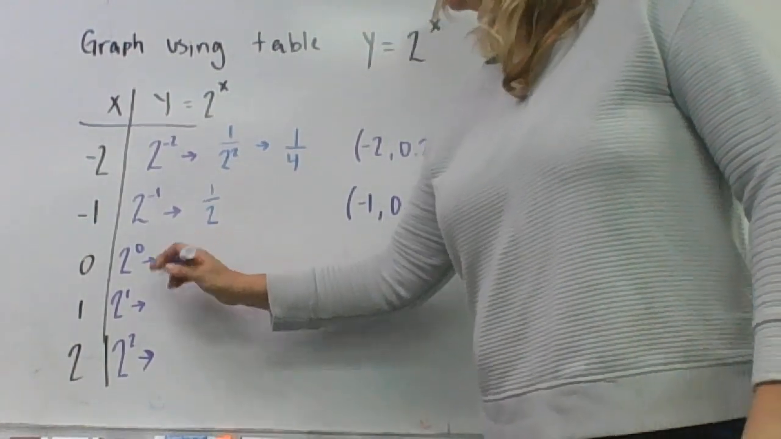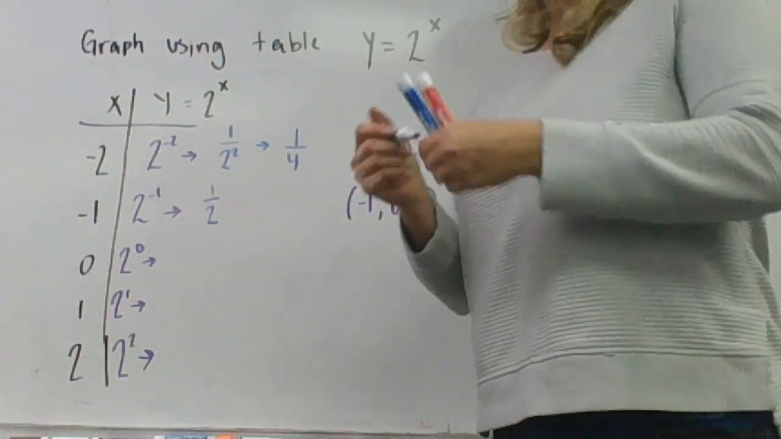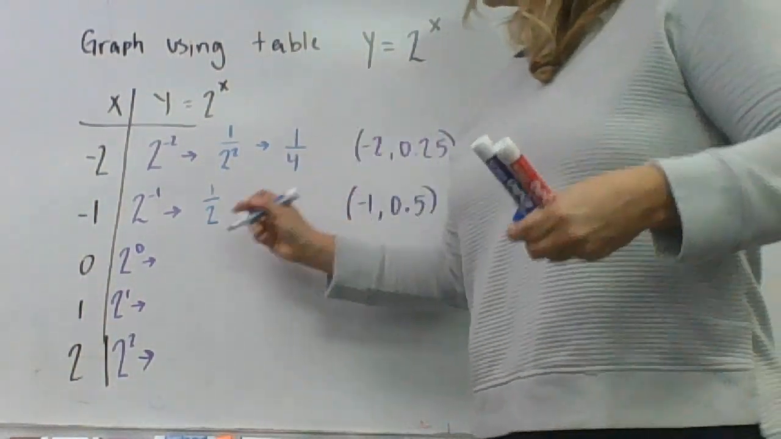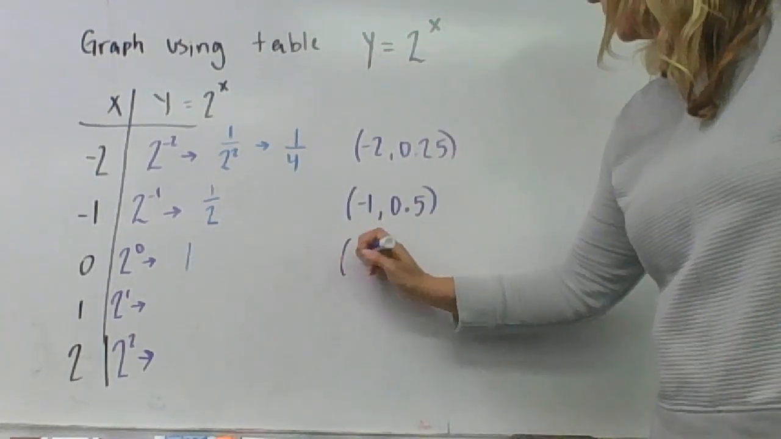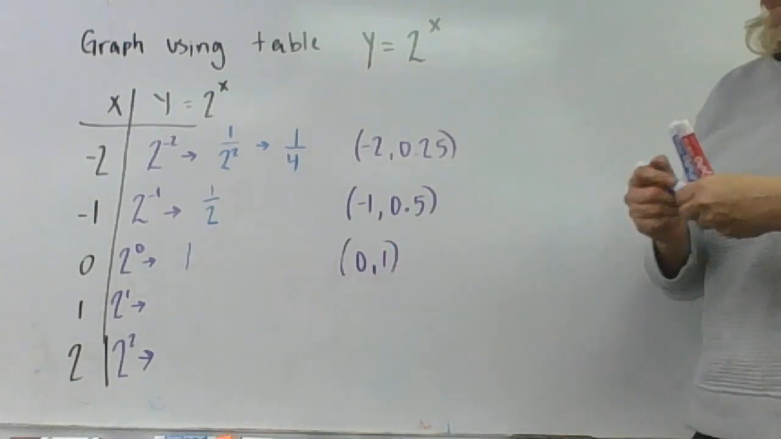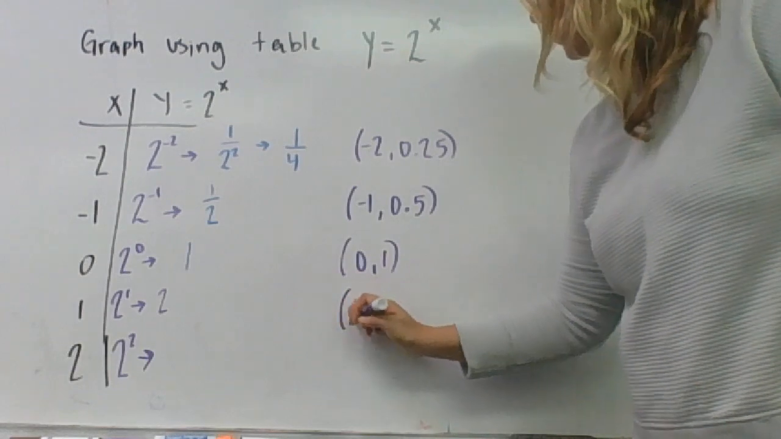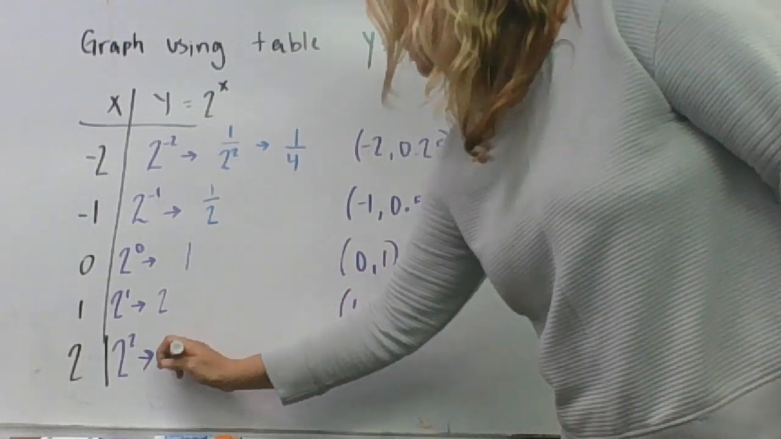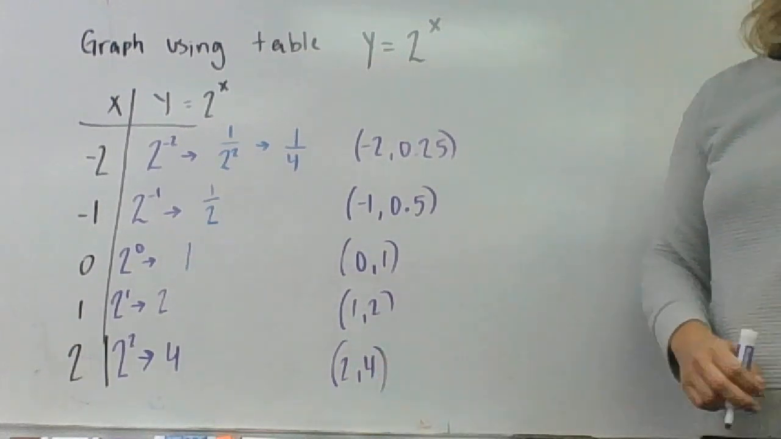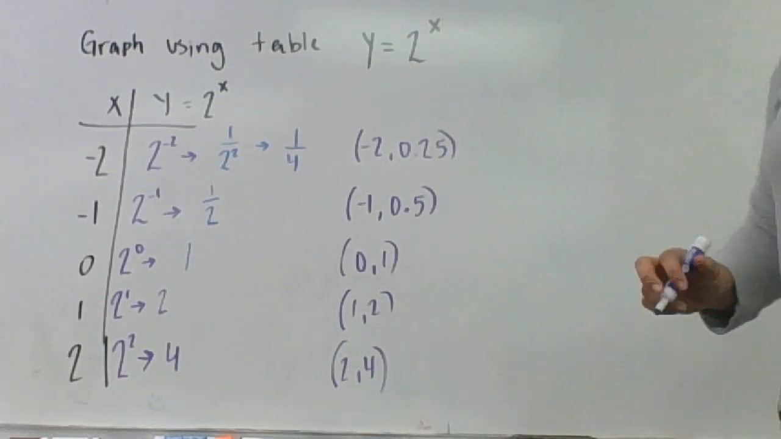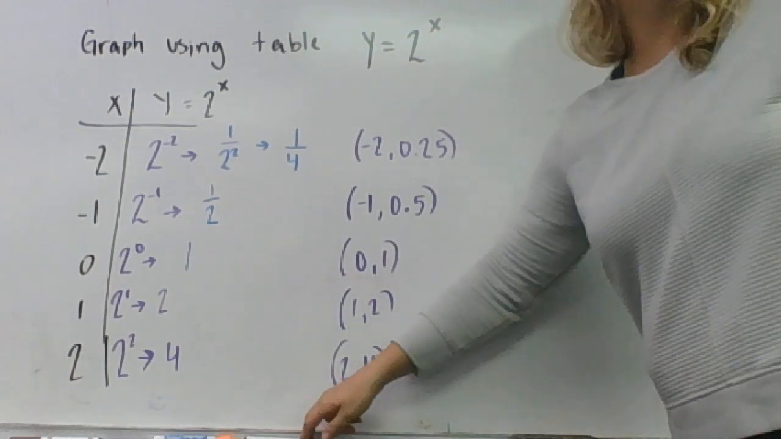Wow. What's 2 to the 0? 1. So we get 0, 1. 2 to the first I know is 2. So 1, 2. And 2 squared is 4. Too much? I'm just excited. I absolutely love this graph.